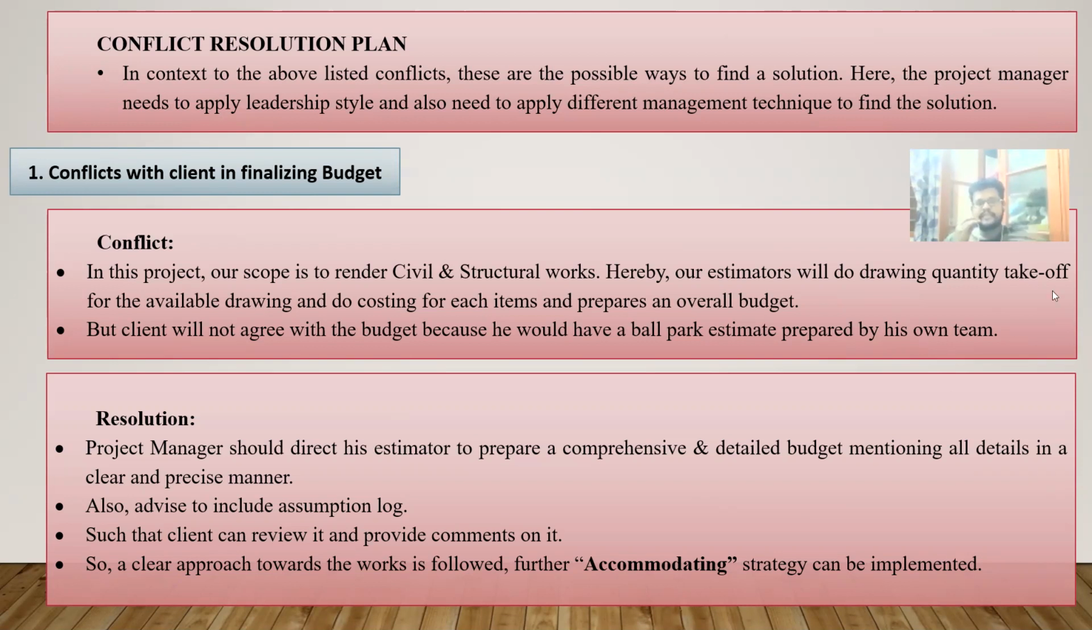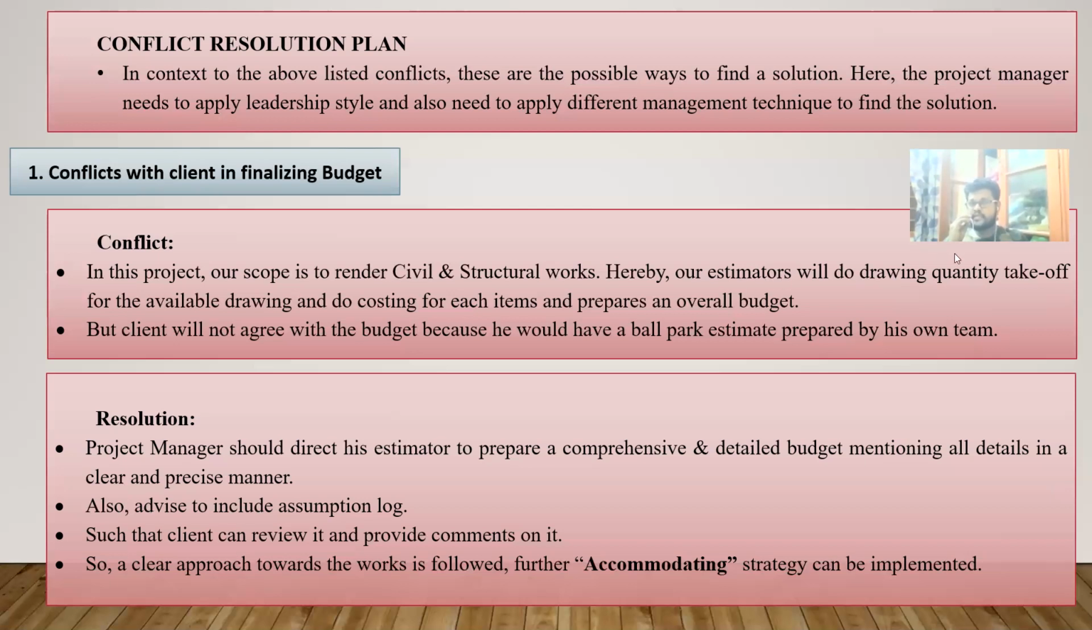The project manager has to ask or direct the estimator of the contractor side to prepare the budget in such a way that it is more detailed and doesn't have any flaws, and make sure that each and every item is captured. Whatever things are not provided as a detail, we need to assume those things. So the assumption log has to be there, and these are the basic things he will be directing the estimator.